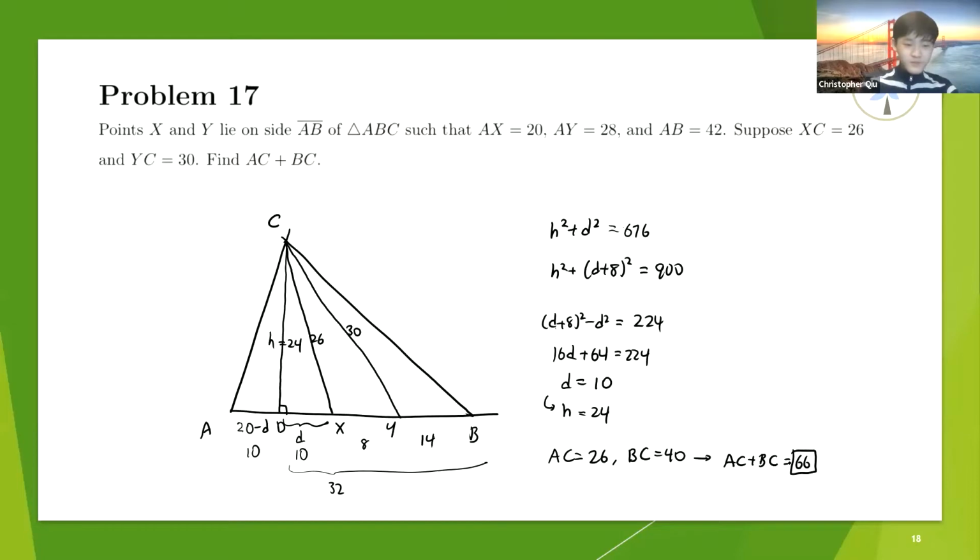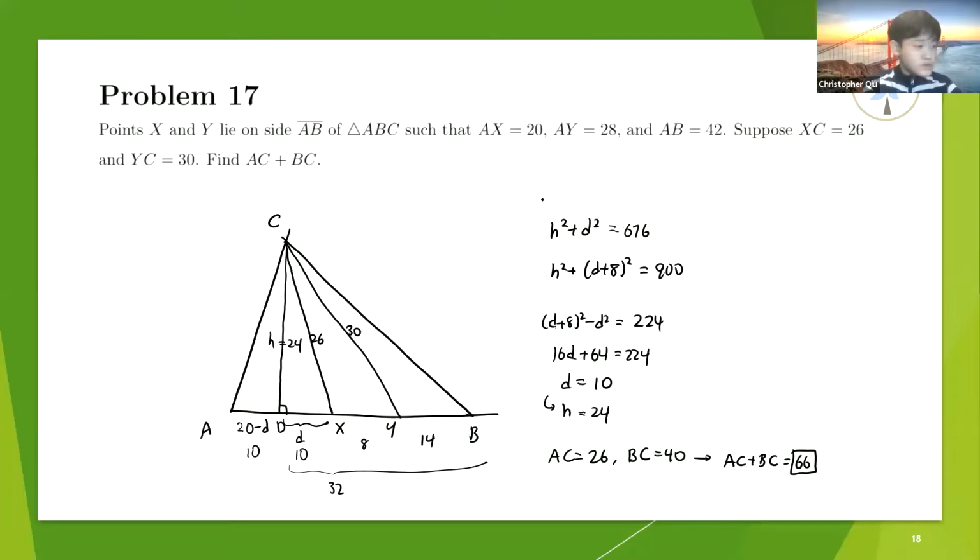Are there any questions before we end the session? Wait, so are these triangles congruent or no? Are triangles CAD and CGX congruent? Yeah. Oh, how do you know that? Oh, sorry, there's another question.